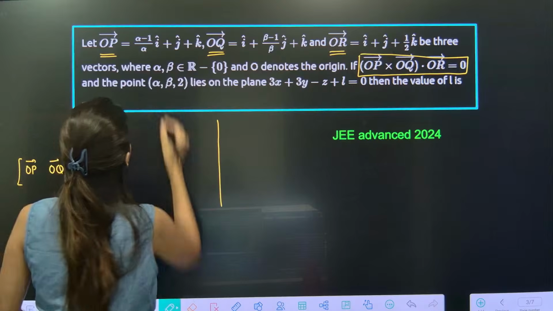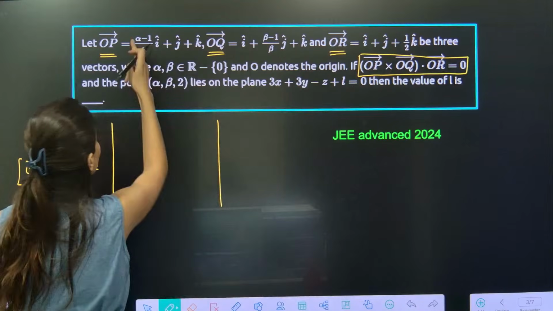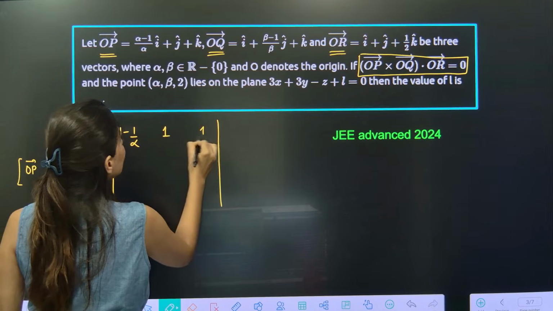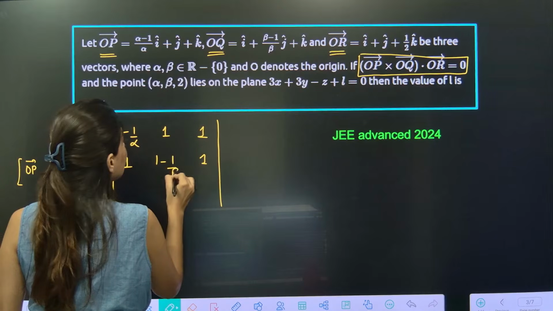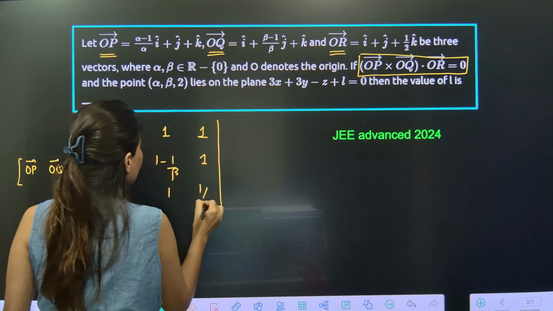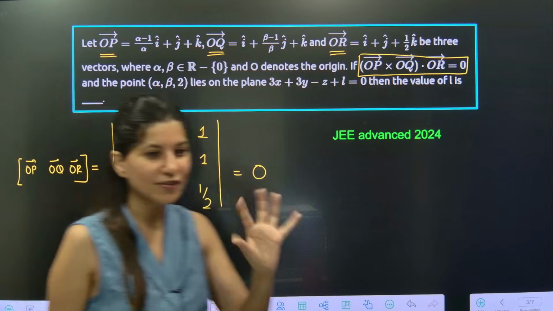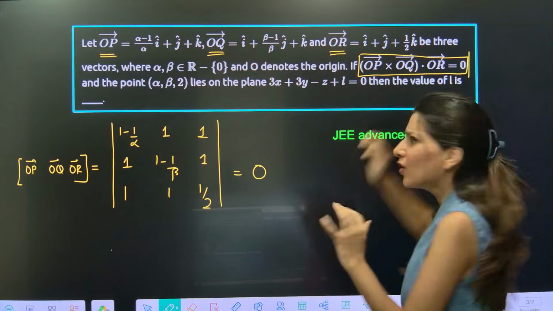Now I'll be writing coefficients. I cap coefficient is what? So I cap coefficient will be 1 minus 1 by alpha, then it is 1, then it is 1 again, 1 minus 1 by beta, and 1 by 2, and this is given as 0. This is what is given to us, okay. Alright, so till now I think we are good to go.